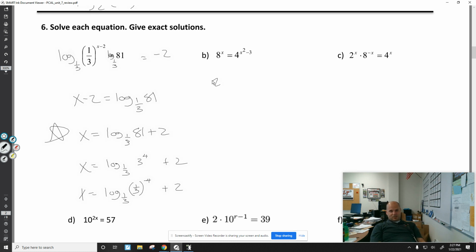Because I know 8 is 2 cubed. So I got 2 cubed to the x. And I got 4 is 2 squared. 2 squared to the x squared minus 3. Power to a power, multiply. This is 2 to the 3x. This is 2 to the 2x squared minus 6. I'm going to show you multiple ways to do this problem. But this is the easiest one.